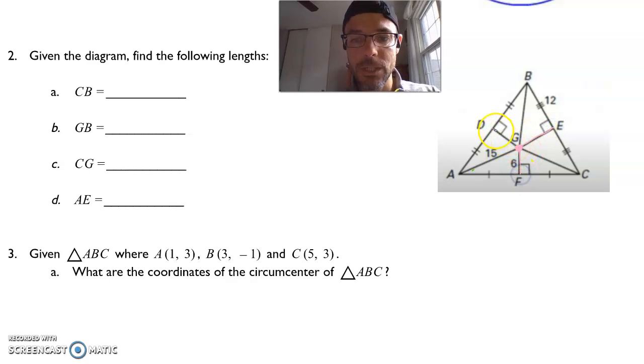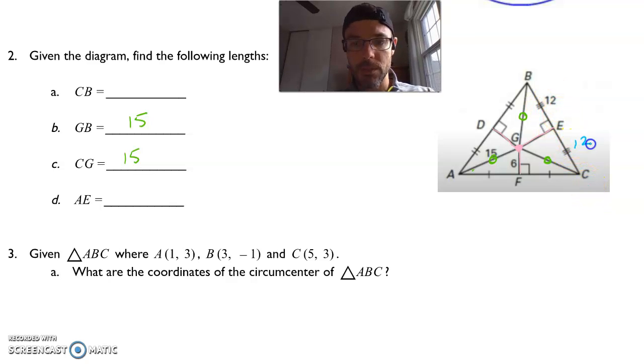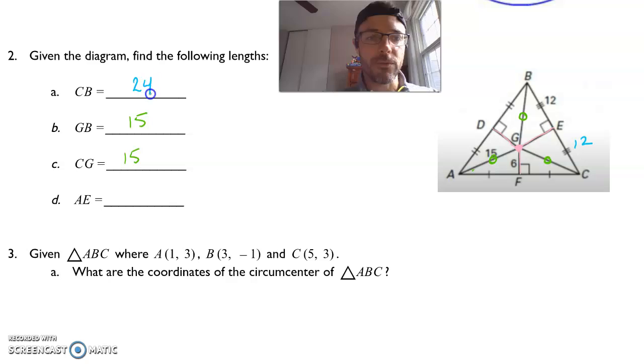Since these are all perpendicular bisectors that intersect at G, G becomes the circumcenter. And that allows us to conclude that BG is congruent to AG is congruent to CG. Or in this case, that GB is 15 and CG is also 15. The other one that's not too hard here is CB. We have these marked congruent, that's 12. Well, this must be 12, so CB must be 24.